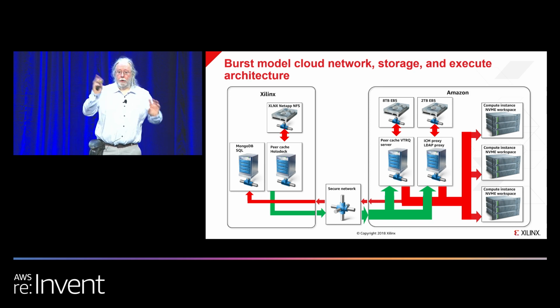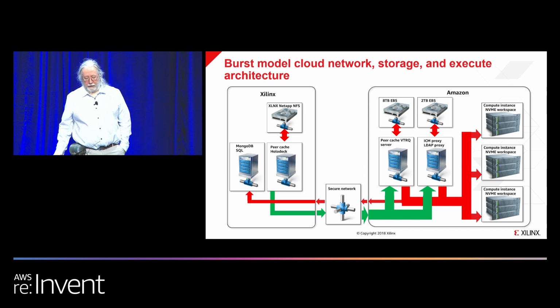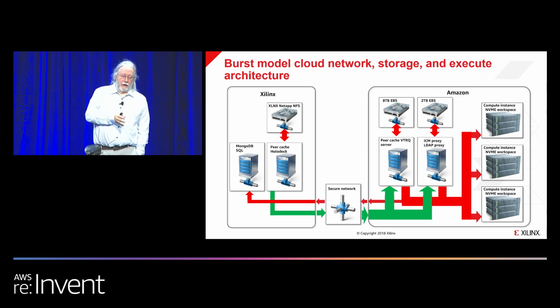Architecture-wise, here are cartoony diagrams so you can see what we do and how we do it and why. Typically on the Xilinx side, we use PeerCache as a holodeck server that looks at all your NFS file systems and packages them to be sent across to Amazon. We also have a number of MongoDB and SQL DBs that stay on our side. And typically we use NetApps for our NFS file service, and those feed into the PeerCache holodeck. On the Amazon side, we have a PeerCache tracker, which is the first level of cache that provides the virtual file systems.